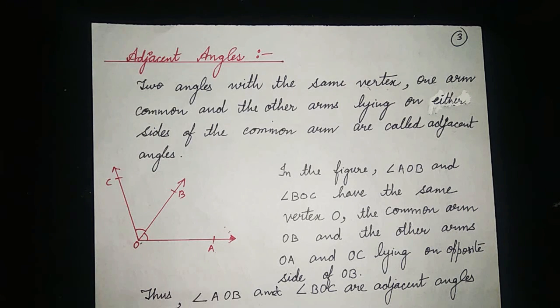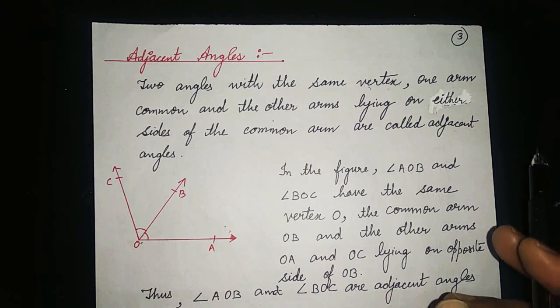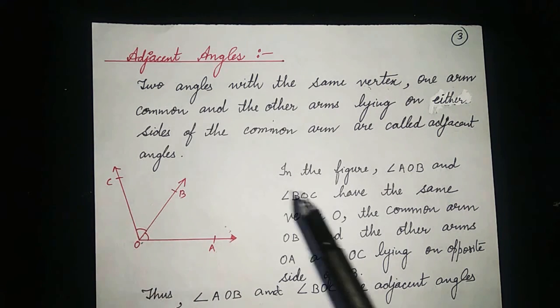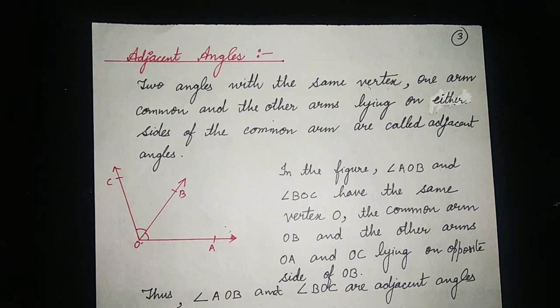Now see adjacent angles. Two angles in a plane are called adjacent angles if they have a common vertex and if they have a common arm and if they have the non-common arms on either side of the common arm. Here you can see this figure. In this figure you can see two adjacent angles, angle AOB and angle BOC.